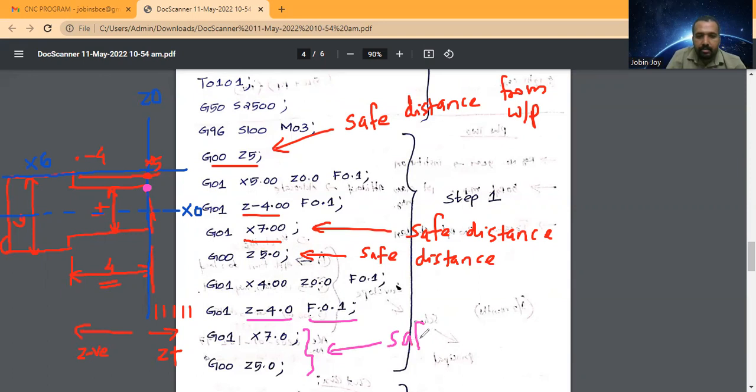Safe distance means there will be some gap between the tool and the workpiece. That is called a safe distance. So the first step is completed.